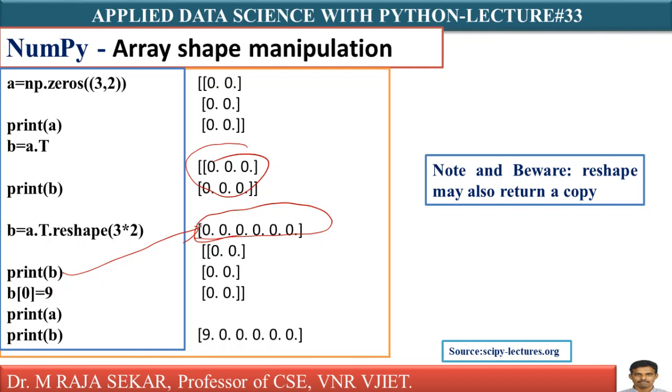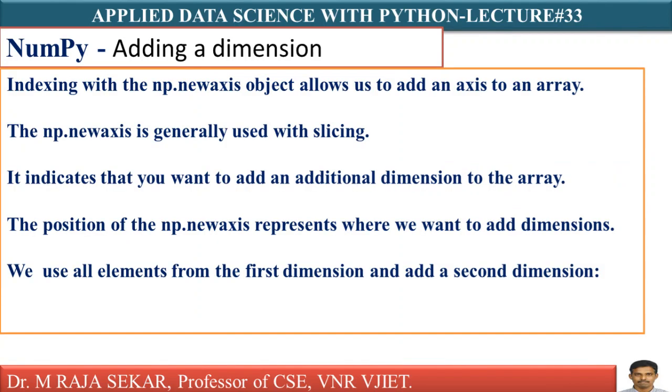B0, I am changing B now. Now B0 is this one I am changing, but print A will not get reflected, whereas the change you can see in B. Means reshape may also return a copy. In this case, reshape has returned a copy. Just go through it once again and try to differentiate this program from the previous program.